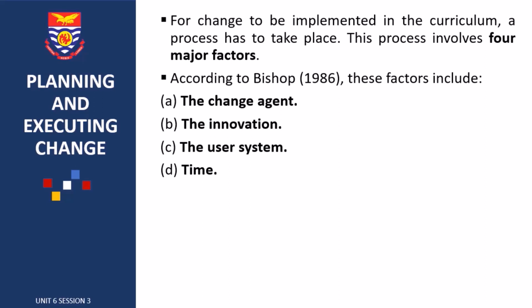Then, the innovation. This involves executing the change itself. That means putting the innovation to use or to operation. It is another factor to consider when planning and executing a change. Then, the user system. It relates to the person or the group of people at which the innovation is directed to. So those who will be using the innovation or those who the innovation is directed to also affect how we plan and execute the change.